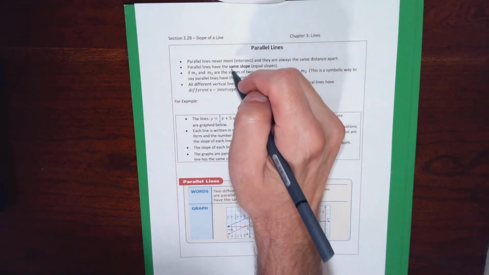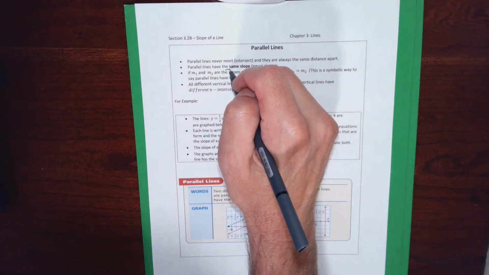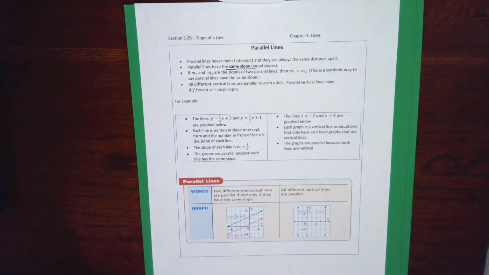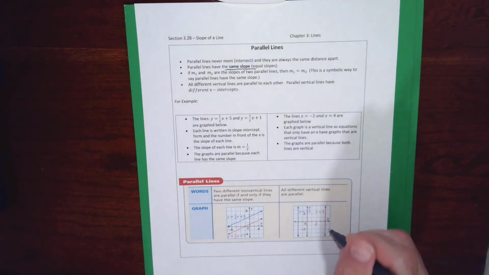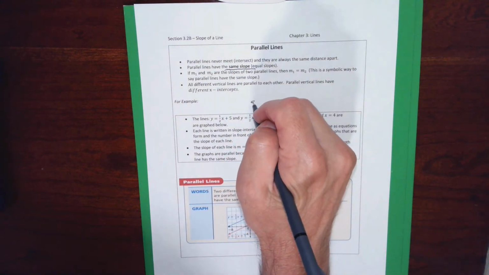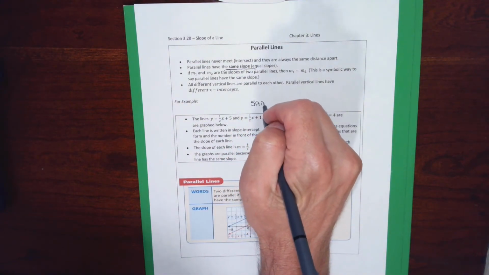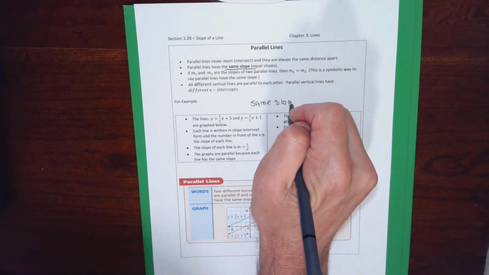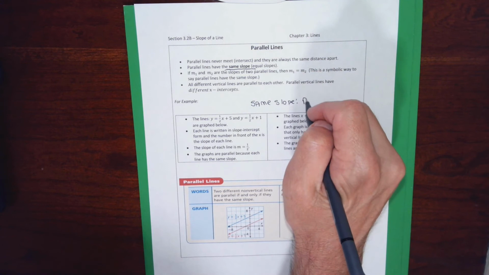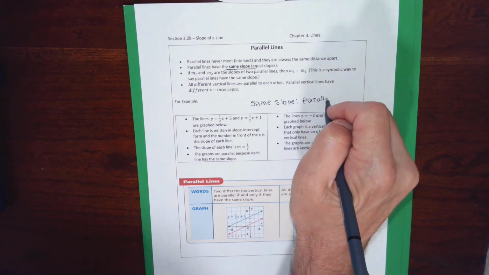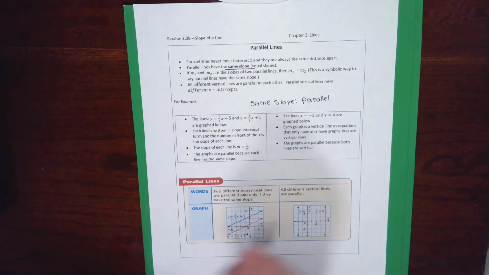So if two lines have the same slope, or equal slopes, they're parallel. Similarly, all vertical lines are parallel to each other. So parallel lines have the same slope. If I have two lines and they have the same slope, then the lines are parallel. And vertical lines are parallel.